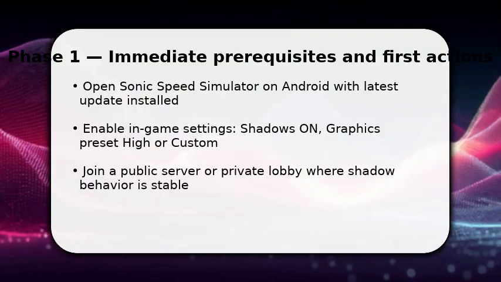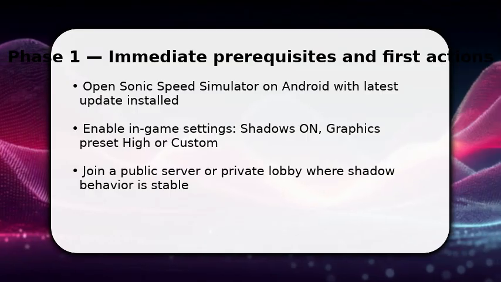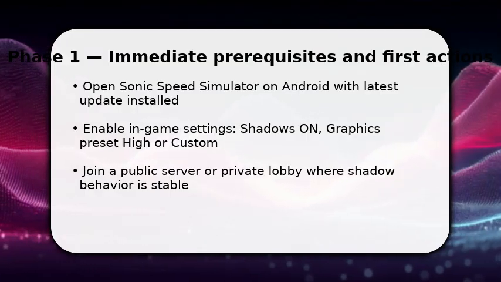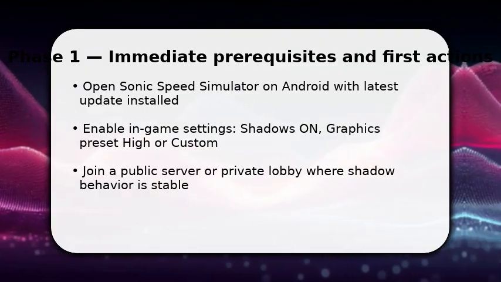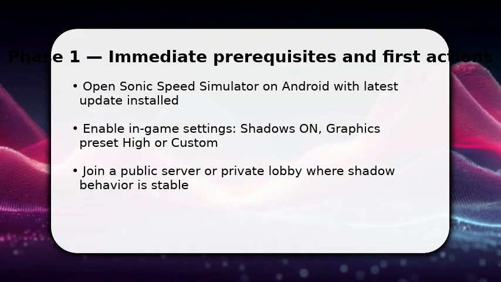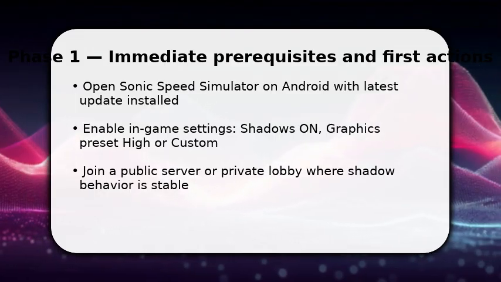You start by launching Sonic Speed Simulator and confirming the updated client. This matters because shadow fixes landed in recent patches. Once done, go straight to Graphics and toggle Shadows to On, then choose High or Custom so shadow shaders load.